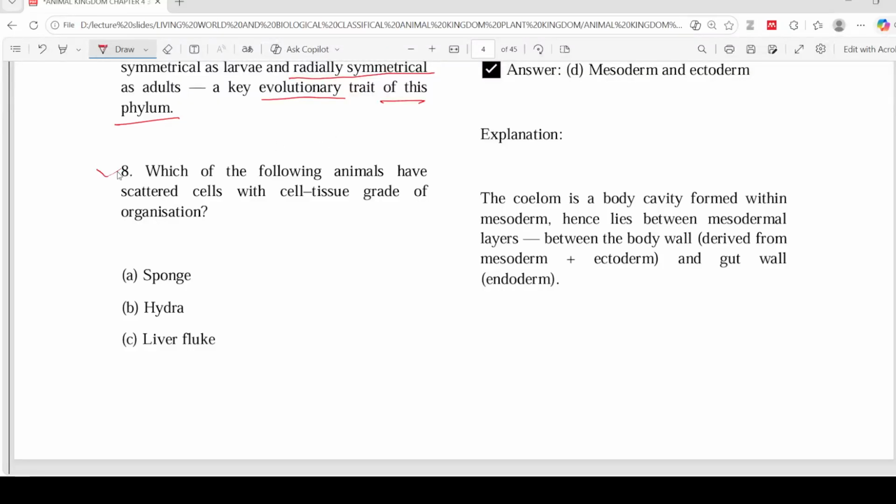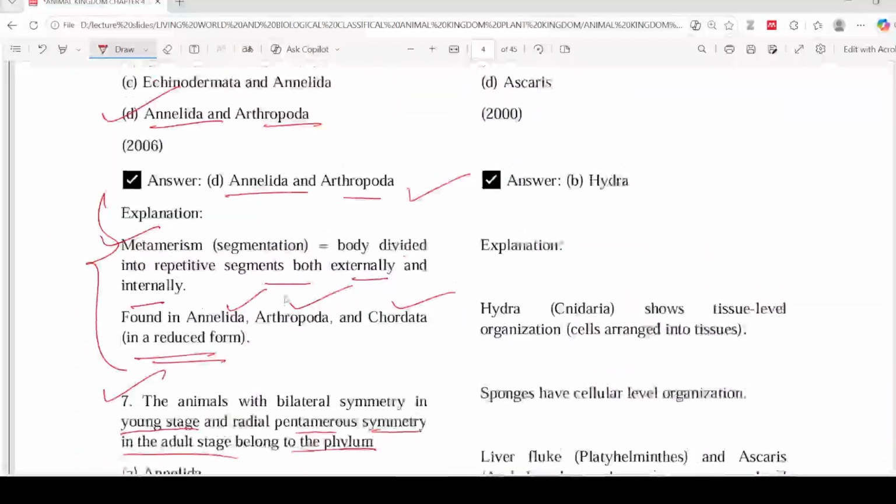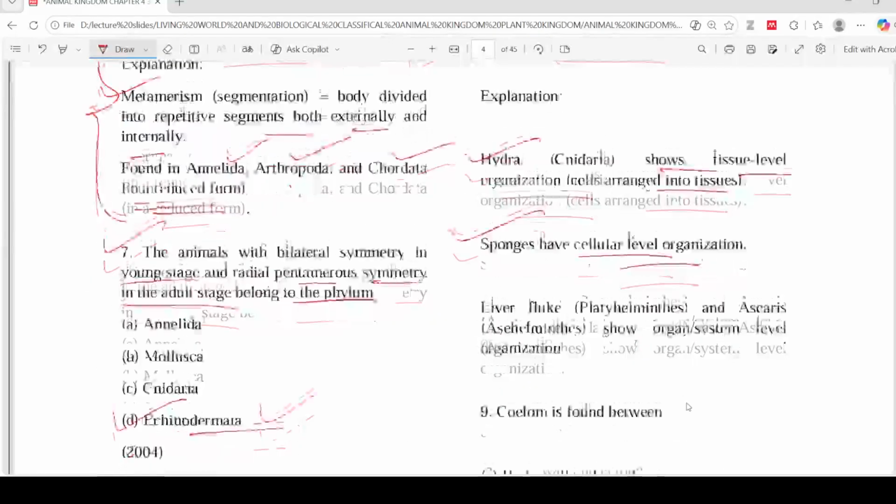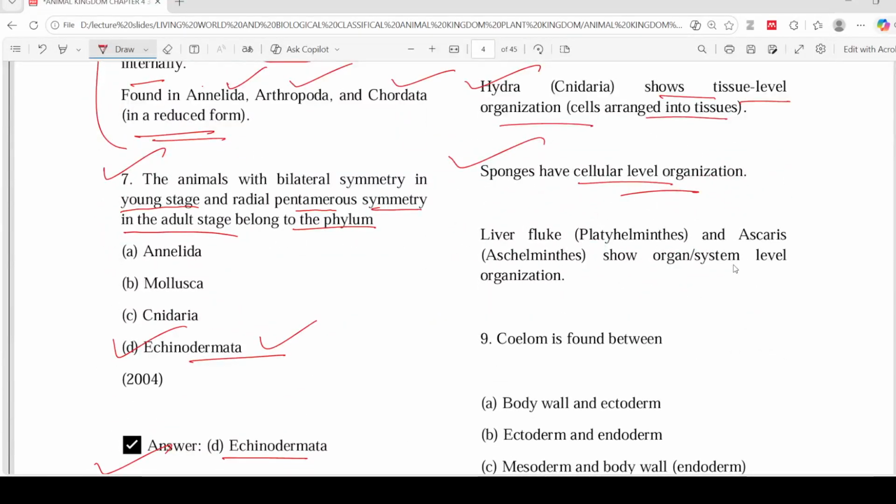Question number 8. Which of the following animals has a tissue grade of organization? Very simple question. Three options: sponge, hydra, liver fluke, and another, Ascaris. So the correct answer will be hydra. Explanation: Hydra, or Cnidaria, shows tissue level organization, with cells arranged into tissues. Sponges have a cellular level of organization, and liver fluke, which is a Platyhelminthes, and Ascaris, which is an Aschelminthes, show organ or organ system level organization.